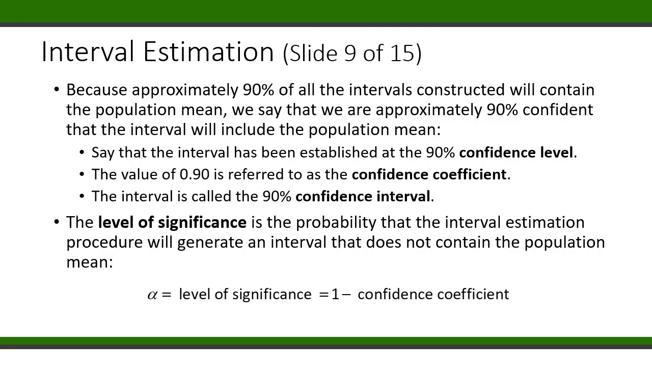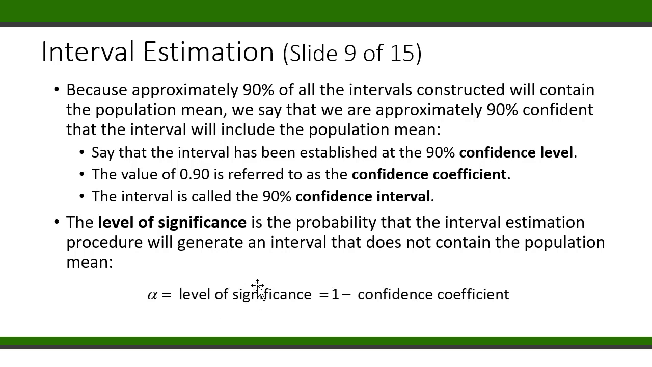So some more terminology here is that the value of 0.9 is referred to as the confidence coefficient, and the interval is called a 90% confidence interval. The level of significance is the probability that the interval estimation procedure will generate an interval that does not contain the population mean. So alpha is the level of significance, and 1 minus alpha is the confidence coefficient. So that's what we were entering into the Excel formula: 1 minus the confidence coefficient.